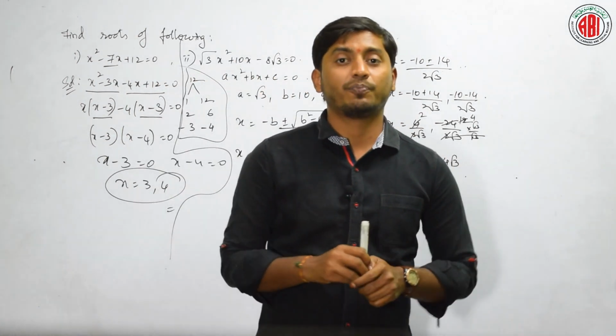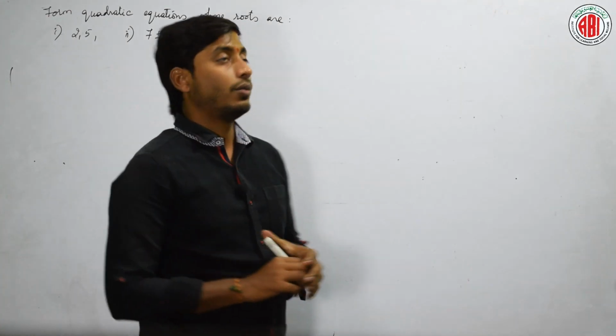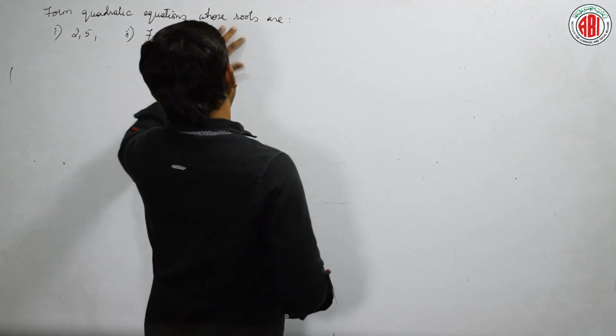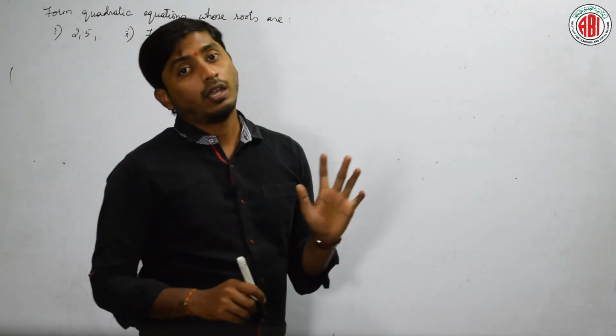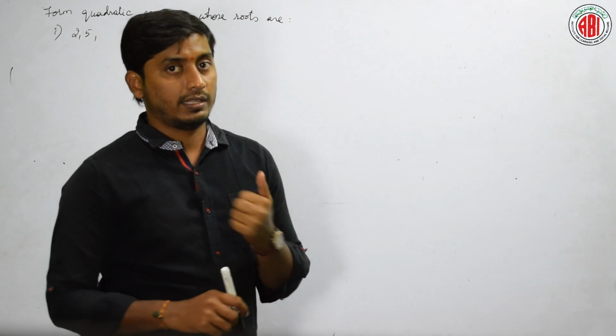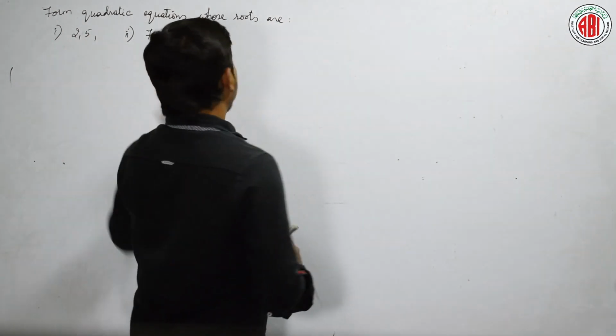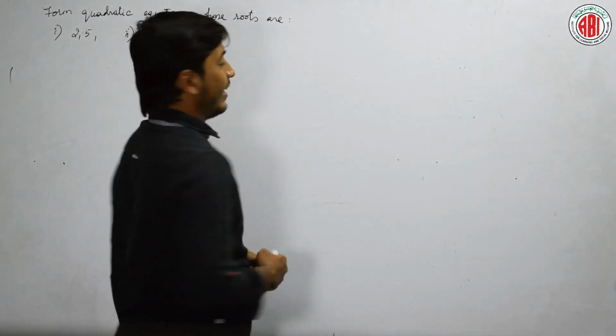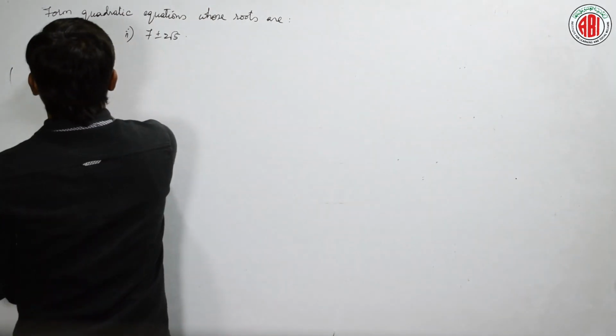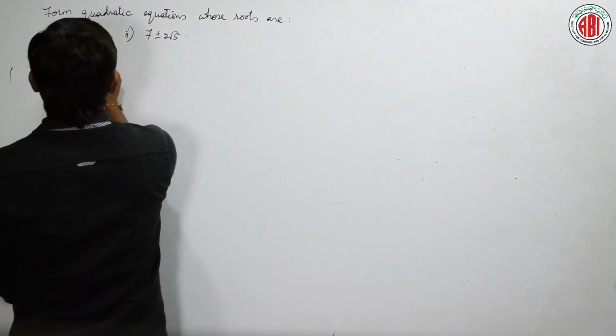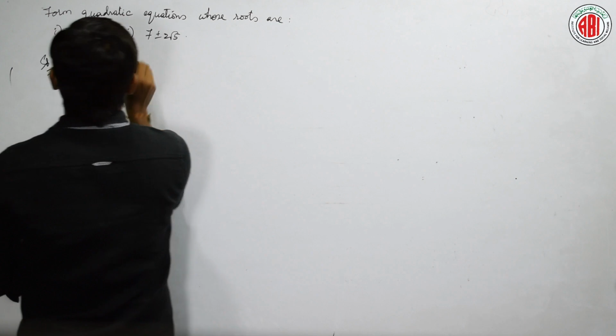Shall we move on to the next problem? Let's do. Look at this question now. He is asking us to form a quadratic equation whose roots are given. In the first question, they are giving the roots as 2, 5. What is the formula? Tell me. That is, we will just write alpha as 2 and beta as 5.